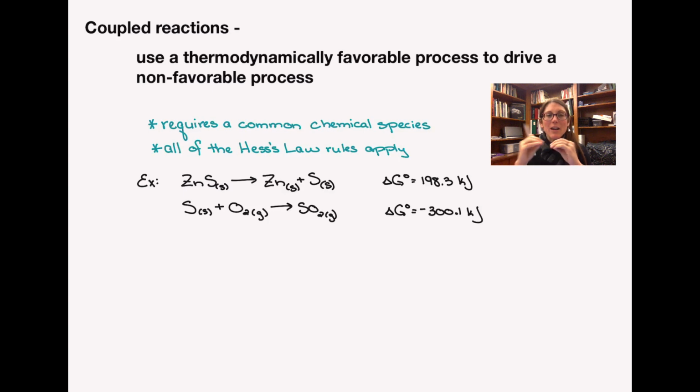First, there has to be a common chemical species between the two equations. And secondly, you're going to find that this is really just an application of Hess's law using delta G. And so all of the rules for Hess's law apply.